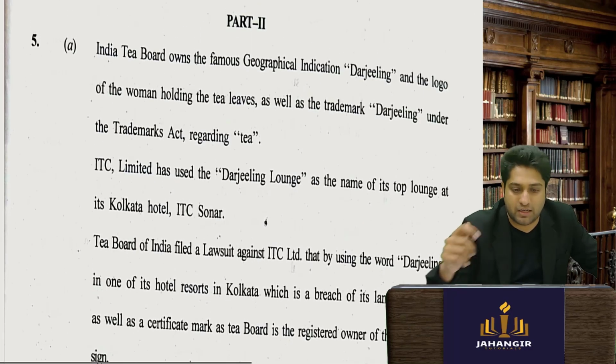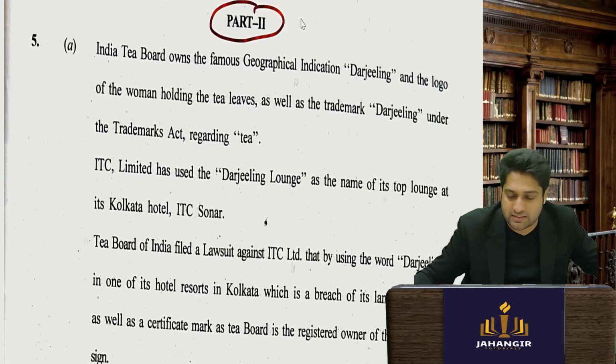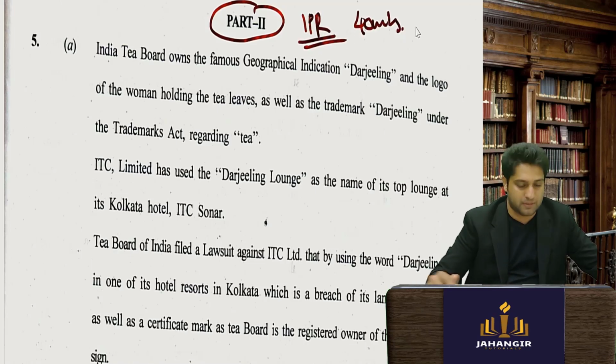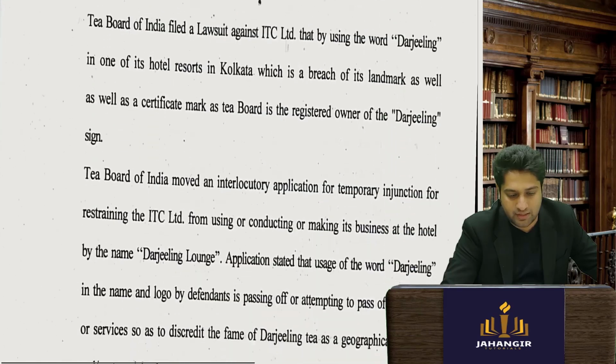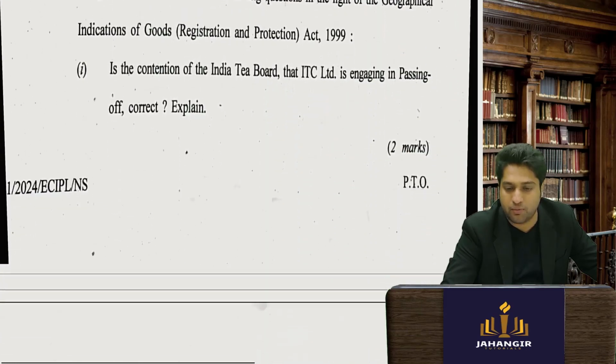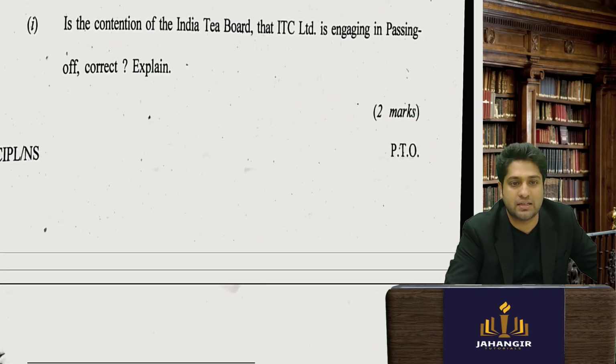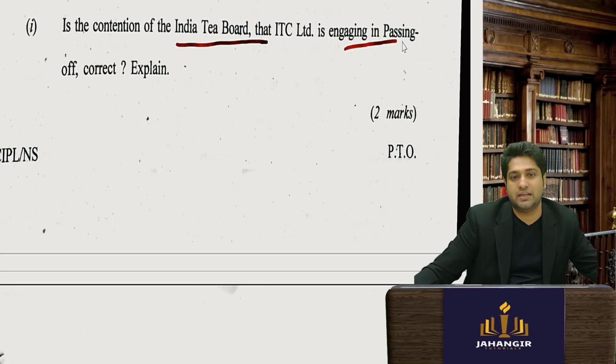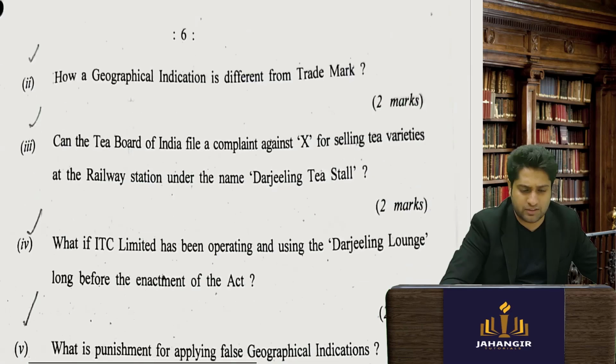Then comes Part 2. Now Part 2 was very, very simple. This was about intellectual property rights. This was 40 marks. Again, a really big question, and then they are asking a direct question: is the contention of the Indian Tea Board in engaging in passing off correct? I'm just reading the question first, then I will see.